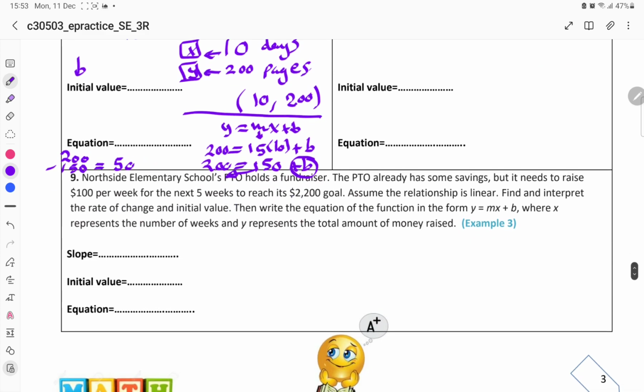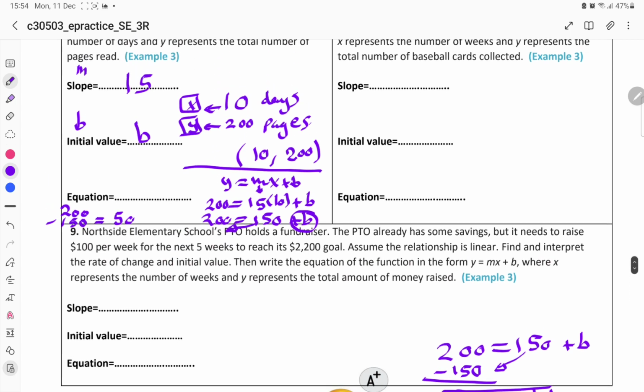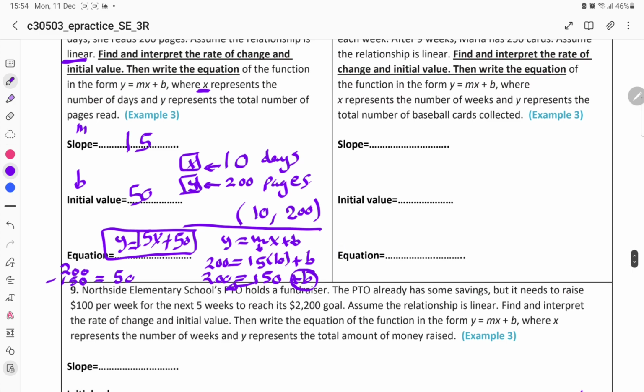Let's make it again here. 200 equals 150 plus b. 150 will move with negative, so 200 minus 150 is 50, and that is b. The equation: y equals mx, so 15x plus b. b is 50. So the equation is y equals 15x plus 50.